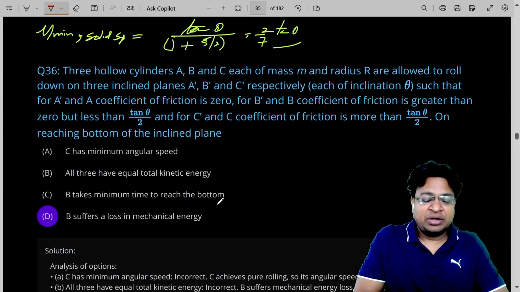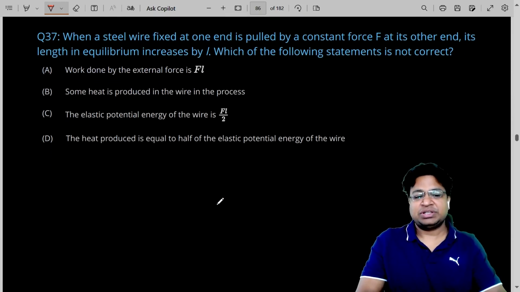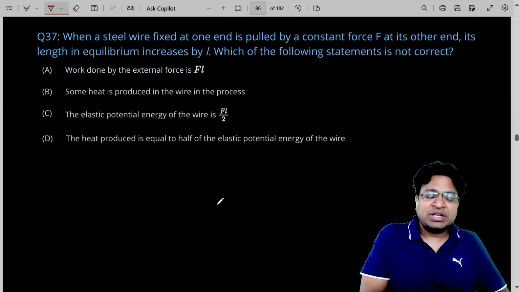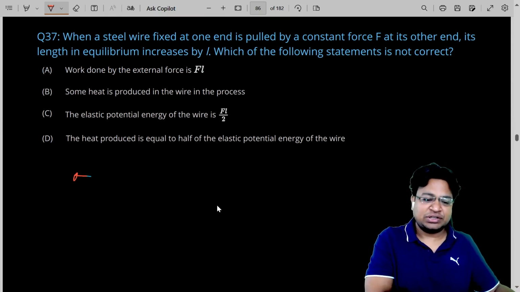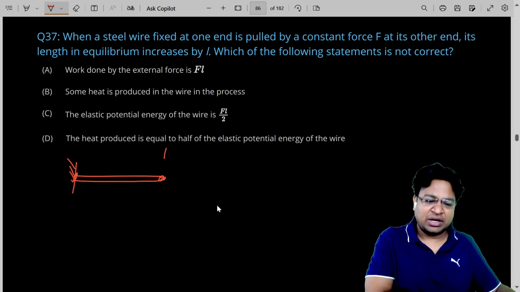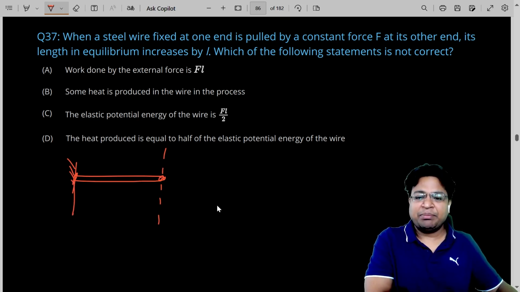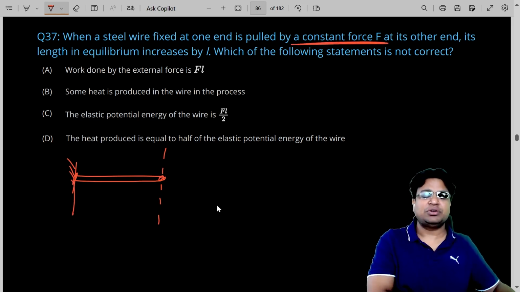Okay. Now we go to the next question, question number 37. Now this says when a steel wire fixed at one end is pulled by a constant force. Okay, let's understand this. This is a steel wire, and let's say we have fixed it at one end, and then we are pulling this wire by a constant force. This is very important to understand.